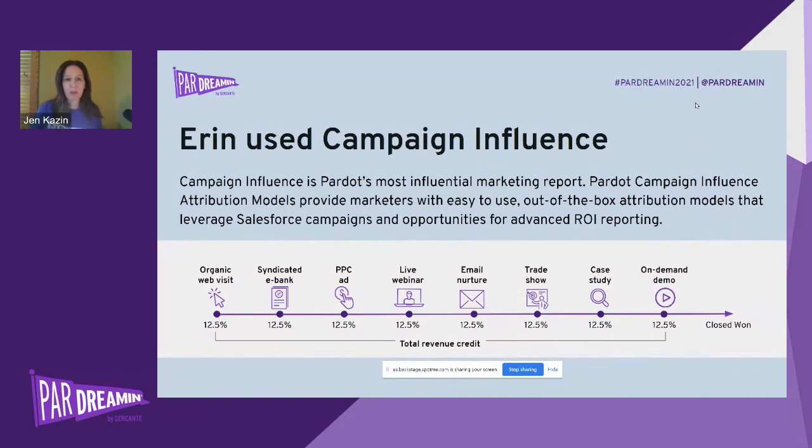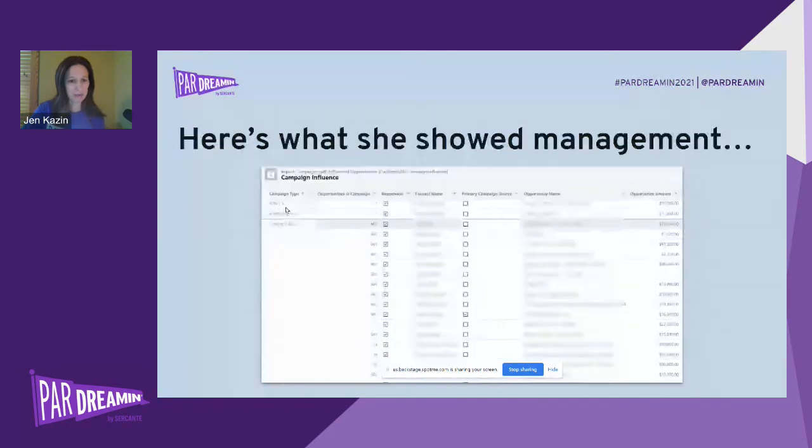So here's an example of the kind of report that Erin showed her management. You can see on the left here, we have ABM, advertising, content. These are campaign types. Essentially, anytime somebody engaged with Erin's content or her team's content, the marketers added that name into the campaign. Then this report shows the name of the contact, the corresponding opportunity, and of course, the opportunity amount. So this is what really got the attention from management.